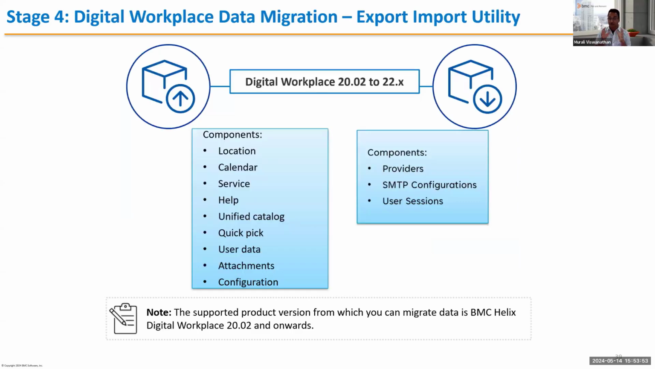Okay, digital workplace. After you completed the migration of HTM for all the other products, for digital workplace, these are the components which will migrate. There are two sets of components. One is the schema components or the other components. The user sessions and SMTP configuration providers are common, and these are specifically for each tenant. So for each tenant, it'll have the location, calendar, all these components here. So these are the common ones, and these are for each tenant, so it'll migrate.